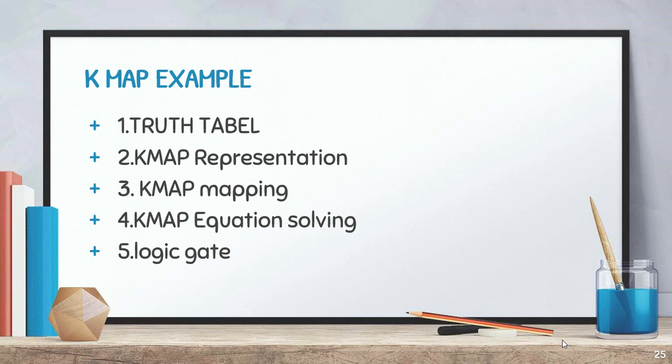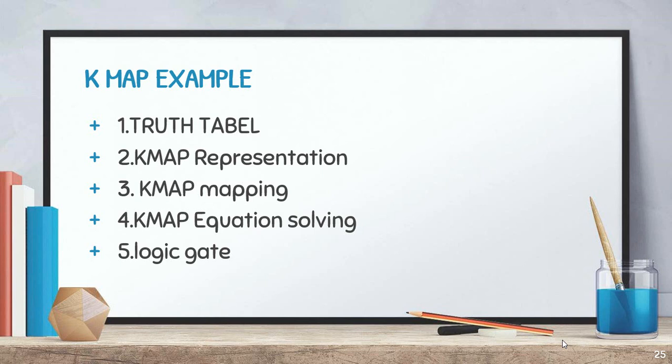And third, check for the largest possible groups, quads or octets, of adjacent ones, even if they contain some ones that have already been encircled. While doing this, make sure that there is a minimum number of groups. Once you are done with the mapping, fourth, go for equation solving.